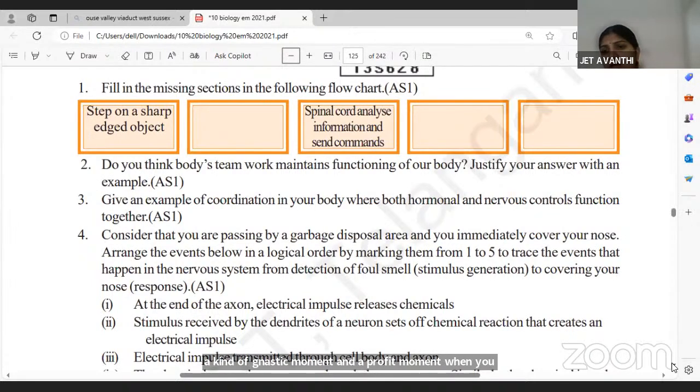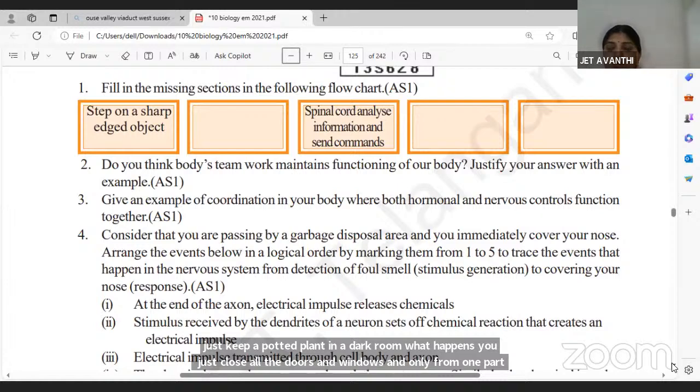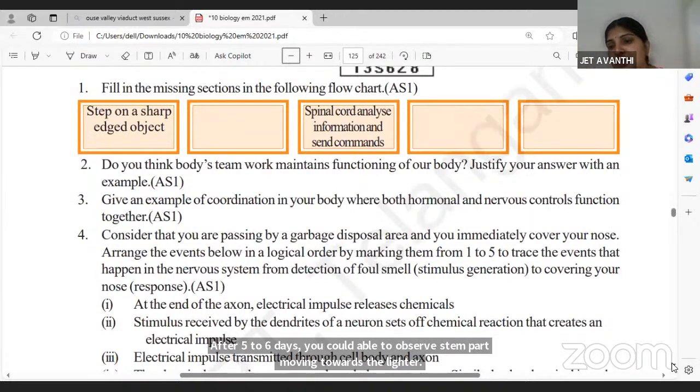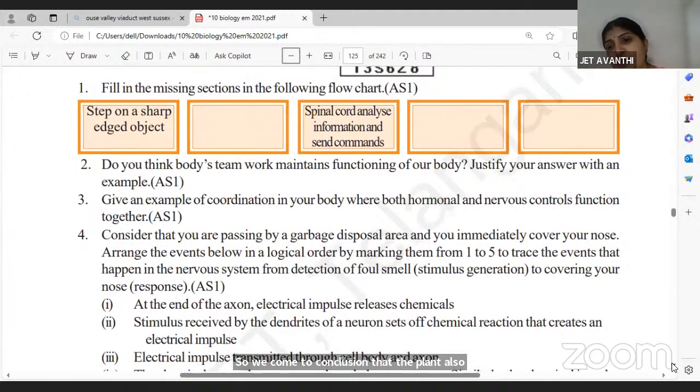You just close all the doors and windows and ensure light falls only from one part, that is from the window. You just keep a potted plant very close to that window. After 5 to 6 days, you can observe the stem part moving towards the light. So we come to the conclusion that a plant also shows movement.